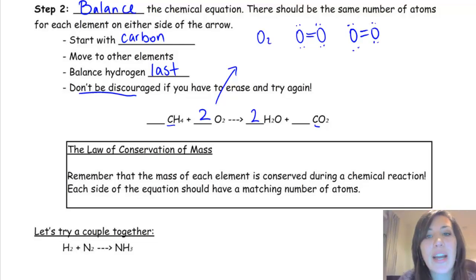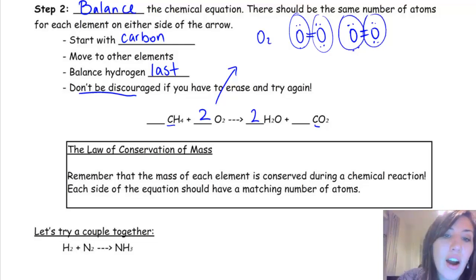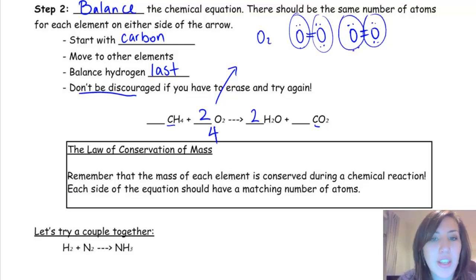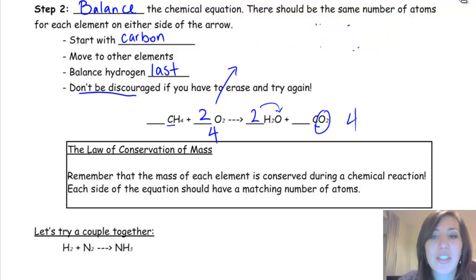So in total, we actually have 1, 2, 3, 4 oxygen molecules on the left. And now we have 2 here. So this 2 applies to the H and to the O. And here we have 2 O's, so we have 4 on the right side as well. Fabulous. That is all balanced so far.